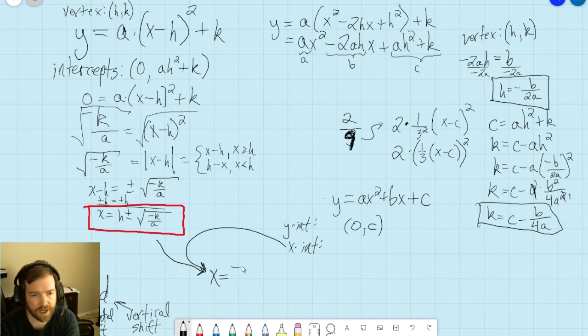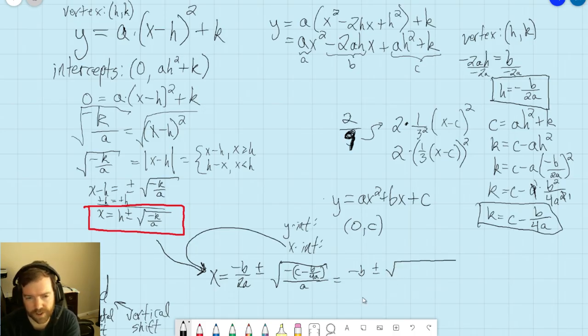It's going to be x equals h, which is negative b over 2a, plus or minus the square root of negative k, which is c minus b over 4a, all over a, which is negative b plus or minus this square root over here. You know what? I'm not doing that yet. Negative b over 2a plus or minus the square root of this part, which is going to be reversed from the negative, so a negative c and a positive b over 4a, all over a. Multiply both top and bottom by 4a to get rid of the compound fraction.